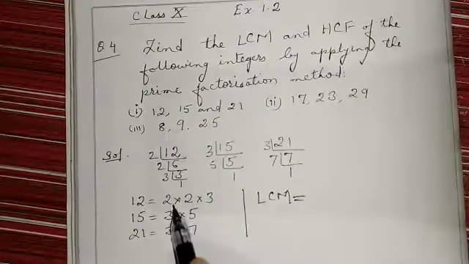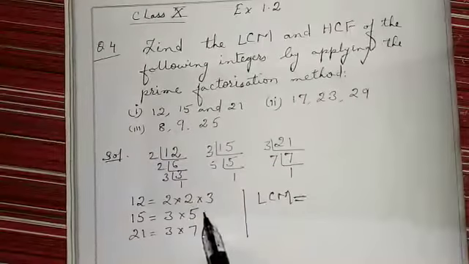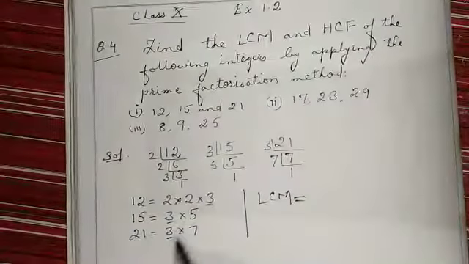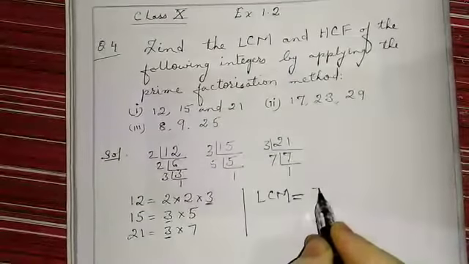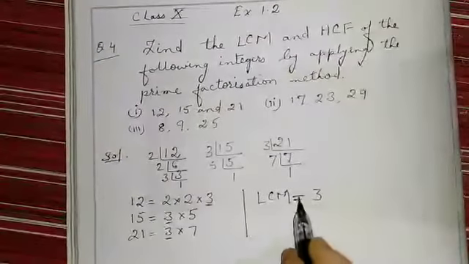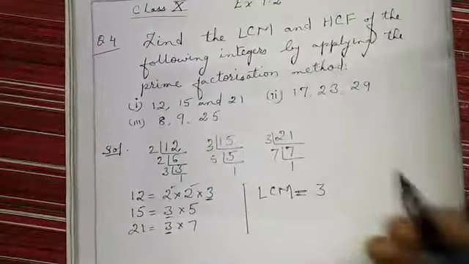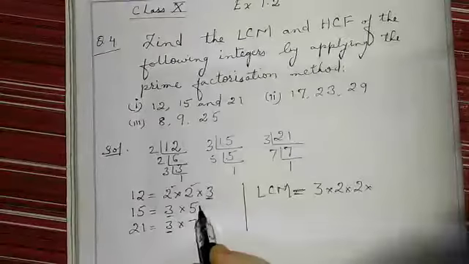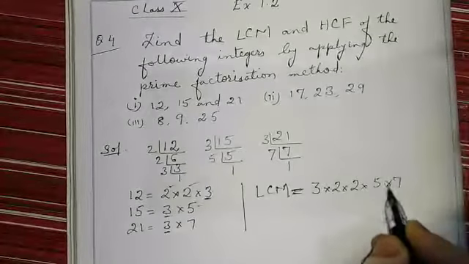So 2 is not common. This one is not common. 3 is common. 3 is in every number. 3 is the factor of every number. So write first 3. And whatever rest, you have to take that also. Then 2 and 2, in the first number. Write 2 and 2. Then afterwards, what is left? 5 and 7. Write 5 and 7.